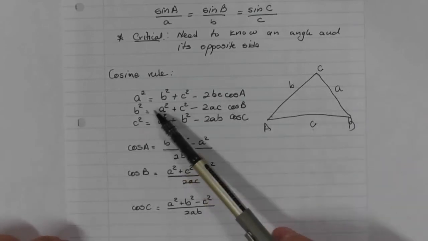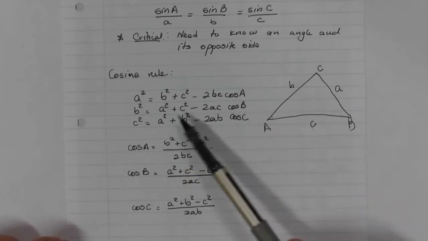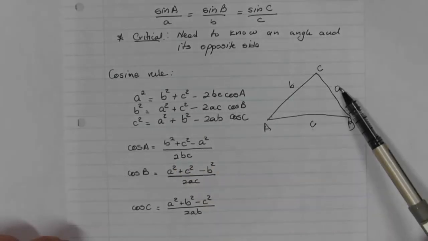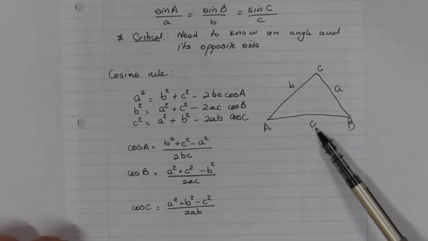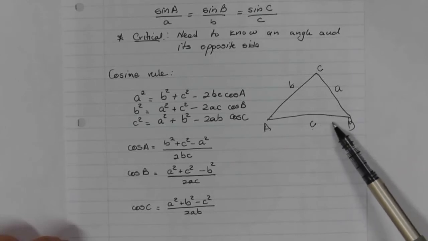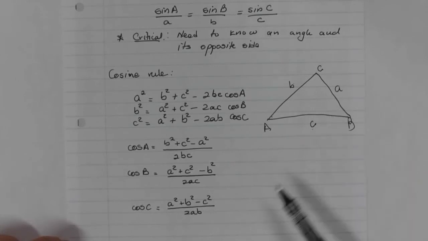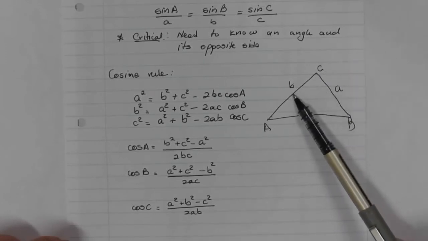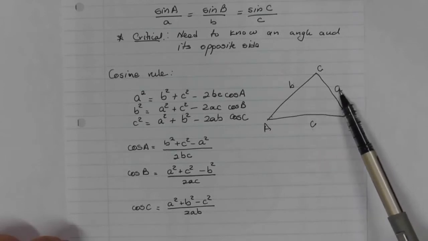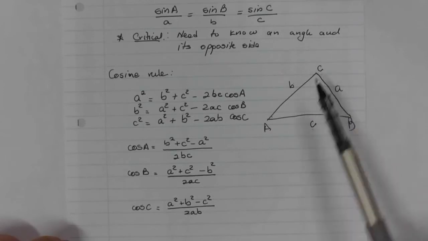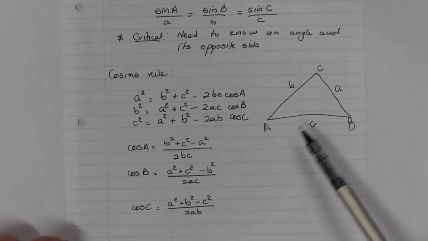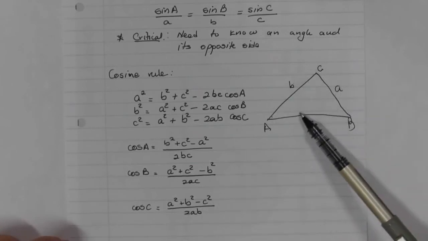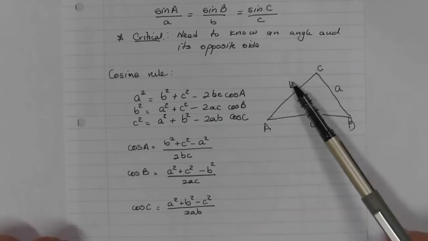If I needed to find B, I will go and use the same. So B squared will be equal to A squared plus C squared minus 2 times A times C times the cos of B, which is the angle between A and C. To find C, that would be A squared plus B squared minus 2 times A times B times the cos of angle C.